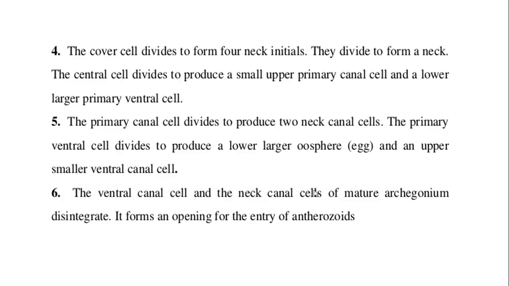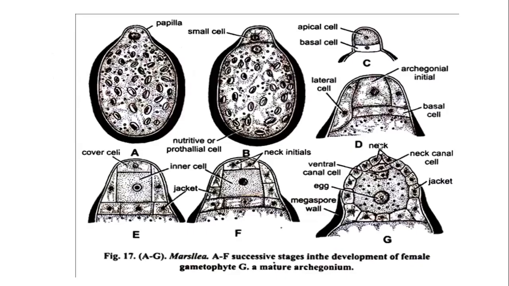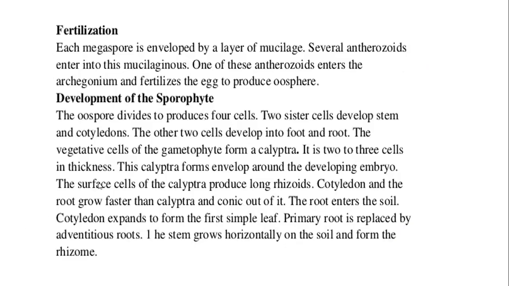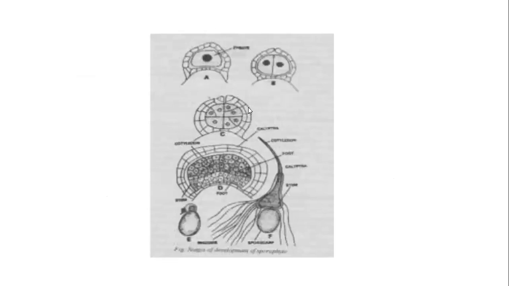Now the ventral canal cell and the neck canal cell will degenerate or disintegrate when the archegonium matures, and it forms an opening for the entry of the anthrozoid. Through this, the anthrozoids will reach the central part of the archegonium, and fuse with the egg and undergo fertilization. Once the fertilization is done, it results in the formation of the zygote. Now the zygote will develop into the next stage of development, what we call the sporophyte, the adult sporophyte.